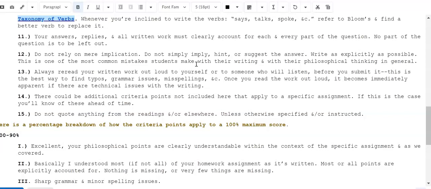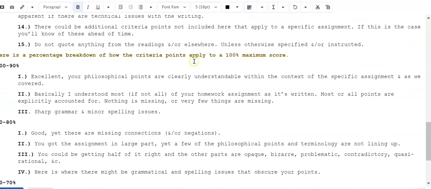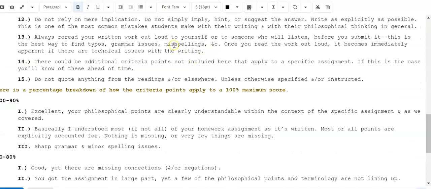question. Okay. 13, always reread your written work out loud to yourself or to someone who will listen before you submit it. This is the best way to find typos, grammar issues, misspellings, etc. Once you read the work out loud, it becomes immediately apparent if there are technical issues with the writing. So notice that I was able to correct some mistakes earlier because I was reading it out loud. This is the best way to do this.